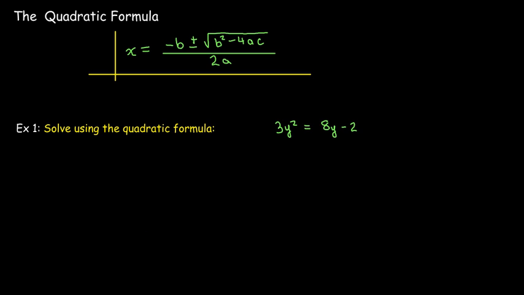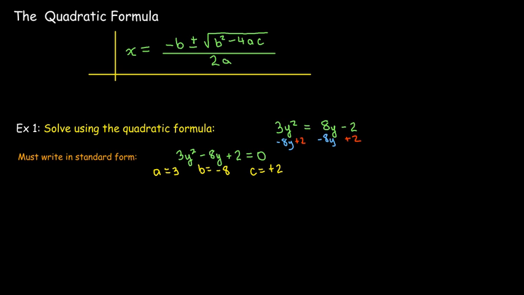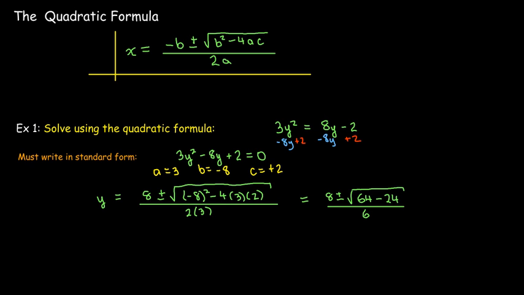So let's solve this equation using the quadratic formula. I need to write it in standard form. So I'm going to make one side equal to 0. And then I need to identify my lowercase a, b, and c for the formula. So a equals 3, b equals negative 8. Be careful about those negative signs. And c equals positive 2. So now it's just a matter of substituting it in and working it out according to the order of operations. So I'll have a 64 and then minus 4 times 3 times 2. That's minus 24 all over 6.